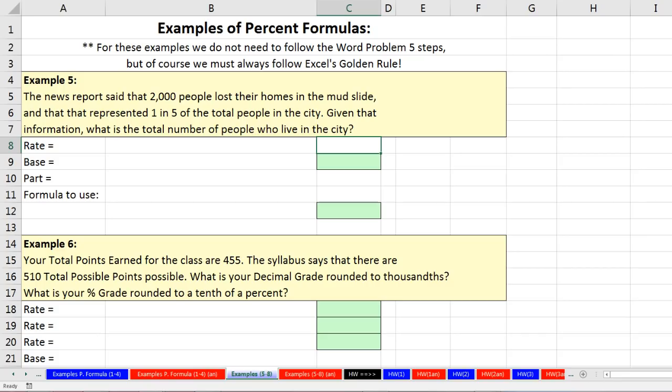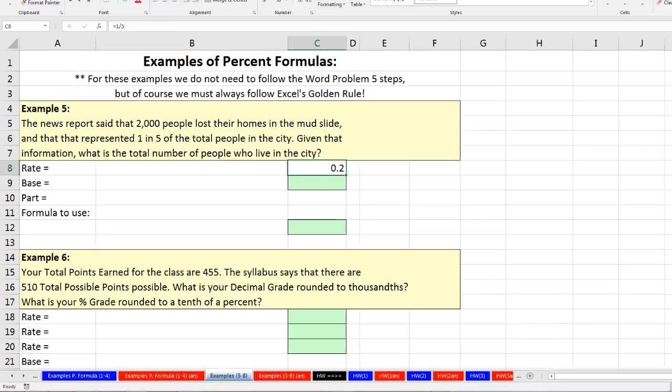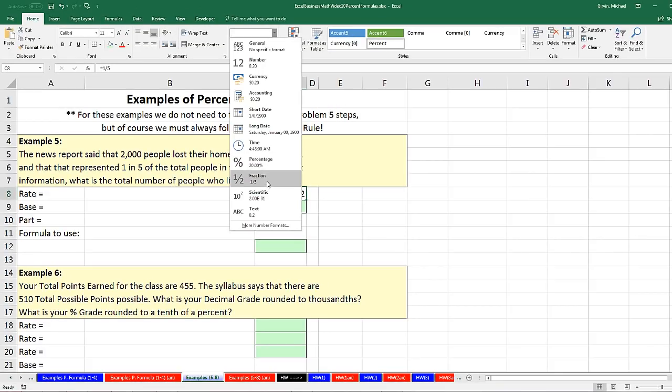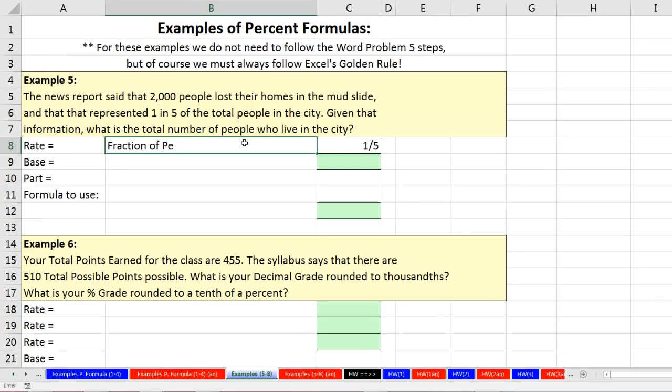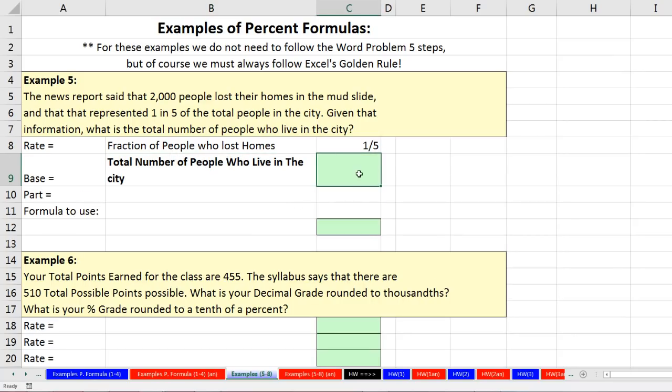So for the rate, I'm going to come over, equals 1 divided by 5, Control Enter. I'm going to use the built-in fraction number formatting right here to display it as 1/5. I'm going to type fraction of people who lost homes. The base, that's the total number of people who live in the city. Tab, and that is what we're going to be solving for. The part, that's the 2,000 people. People who lost homes, or something like that. And then 2,000 will format as we type.